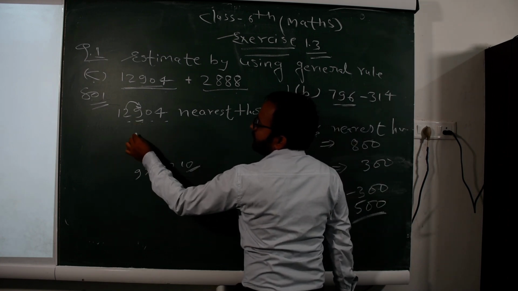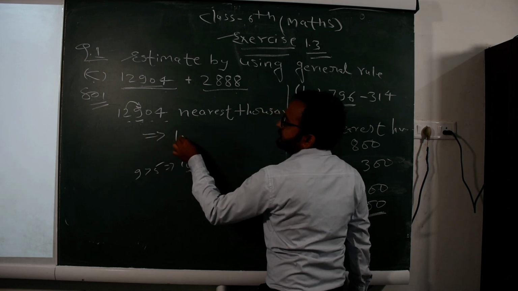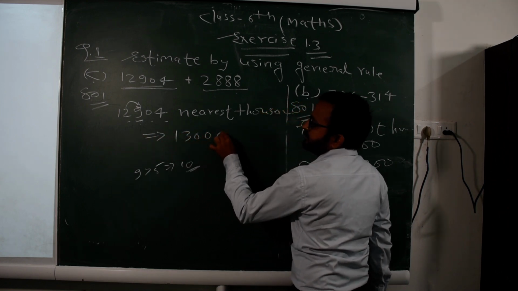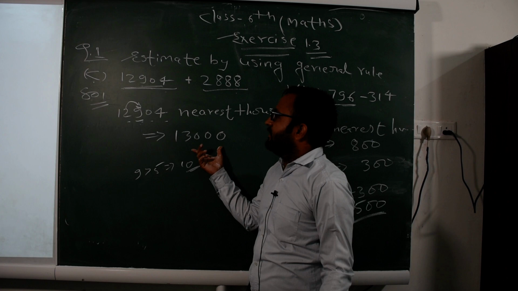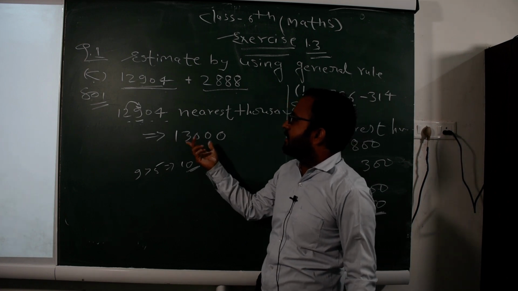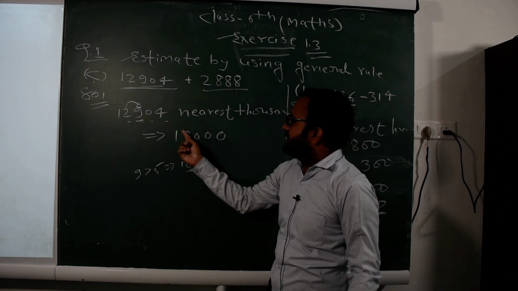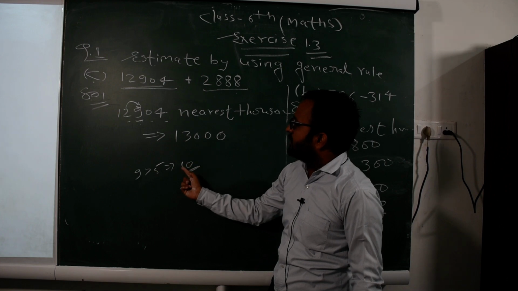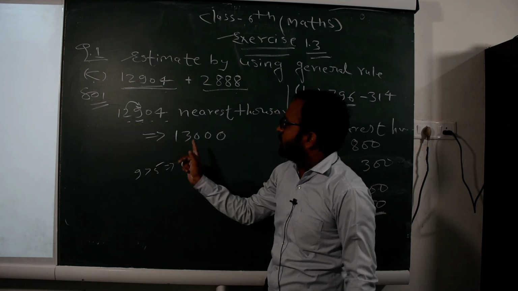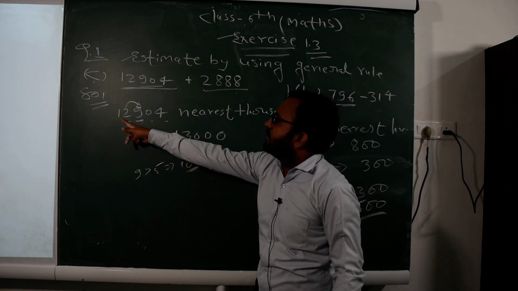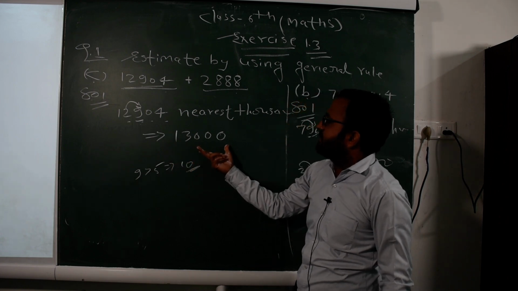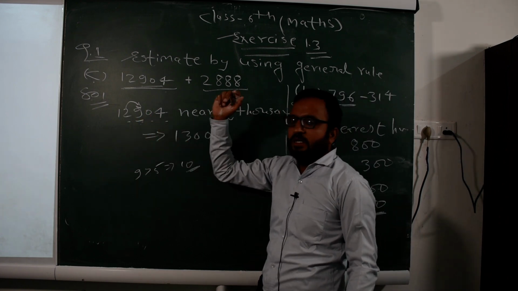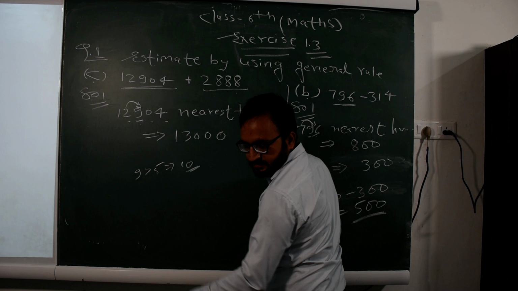So the round off value is 13,000. 9 changes to 0 and 1 carry is added: 2 plus 1. So 13,000 is the approximate value of 12,904.